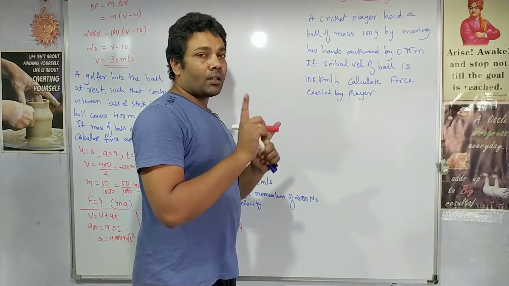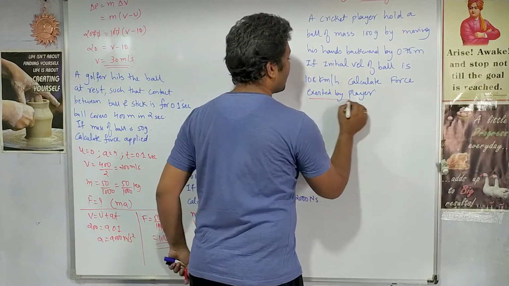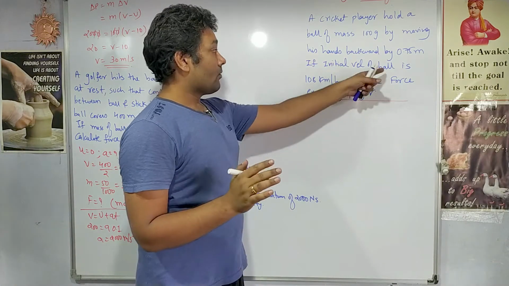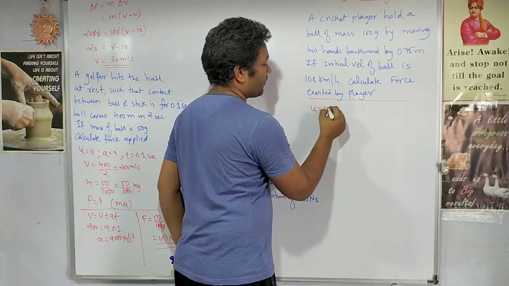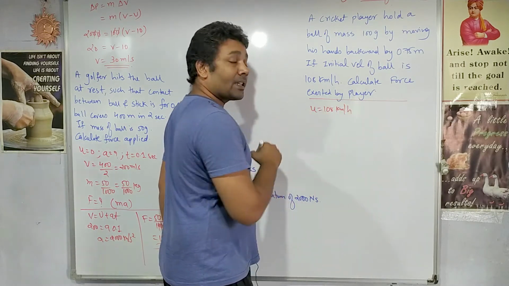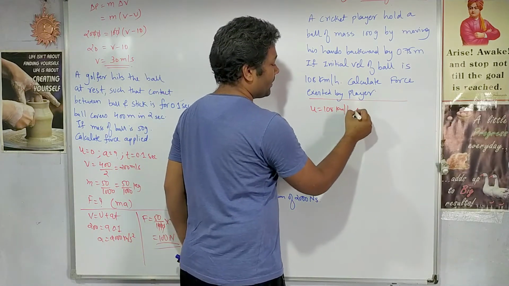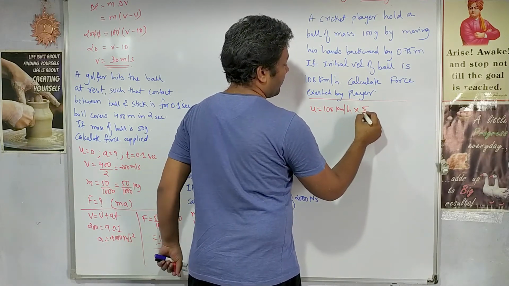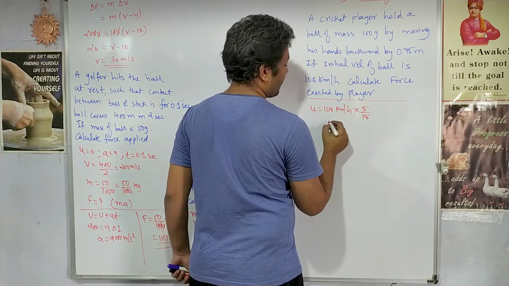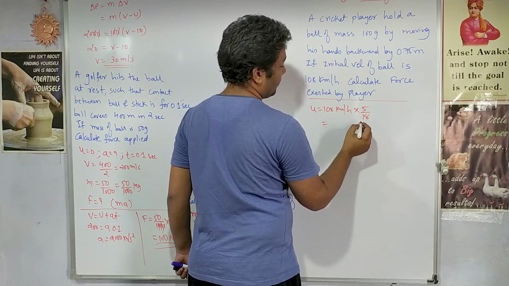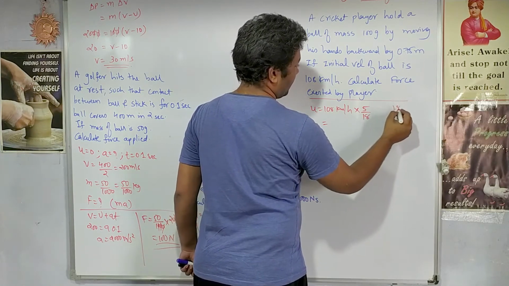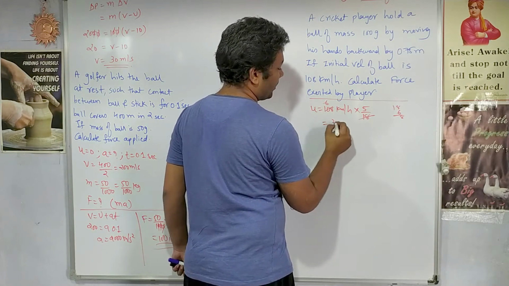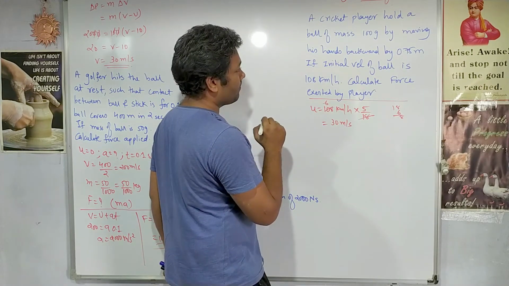So again, writing down the given data is the first step to solve the numericals, right? So what is the initial velocity of the ball? It is given as 108 kilometers per hour. As I said, SI unit is compulsory, so convert this into meters per second. Kilometers per hour to meters per second, so it will be 5 by 18, right? So how much will it be? 6, right? So 30 meters per second is the initial velocity.